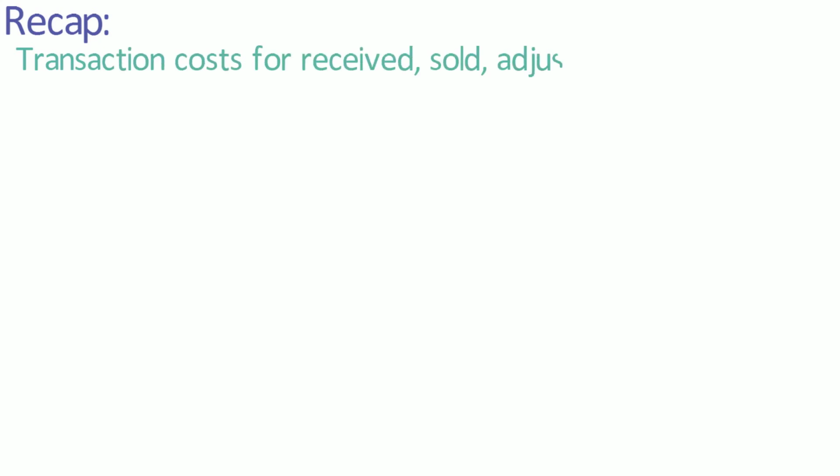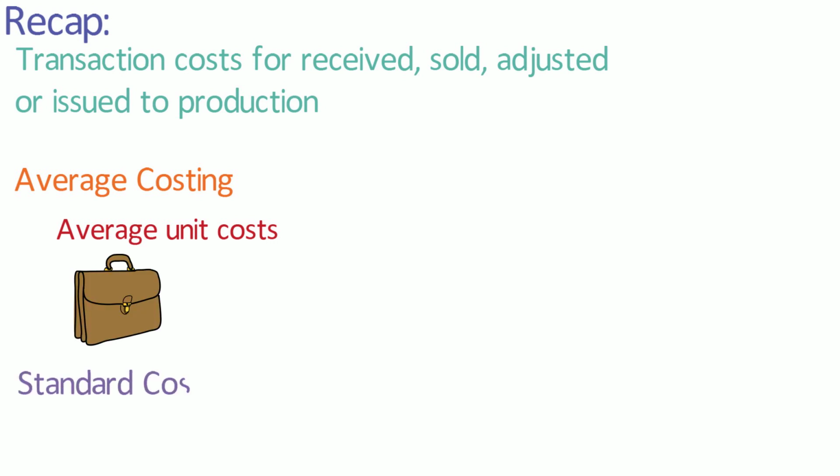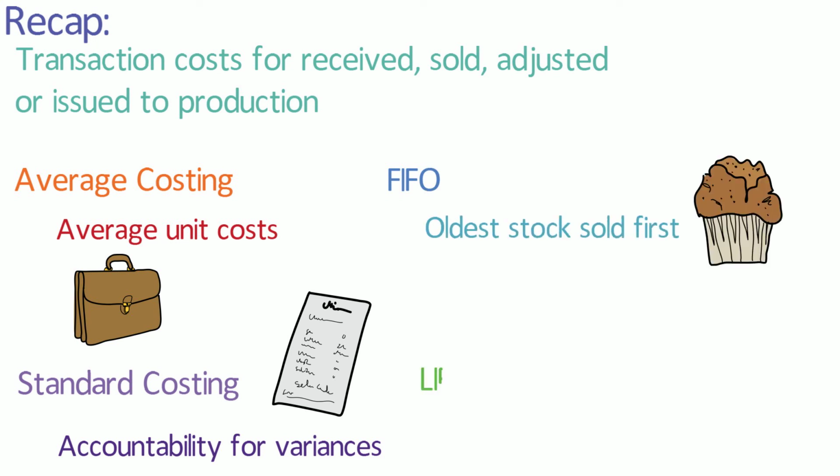To recap, inventory costing provides you with accurate transaction costs for when products are received, sold, adjusted, or issued to production. Syspro has a multitude of costing solutions. Average costing, which averages out the unit cost of an item that is received into stock despite the cost fluctuations. Standard costing, which provides accountability for cost variances and helps monitor individuals' performances. FIFO costing, which ensures that older stock is sold before newer stock, often at a lower cost. LIFO costing, which ensures that newer stock is sold first.